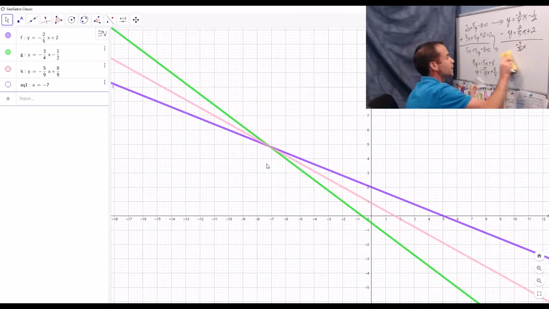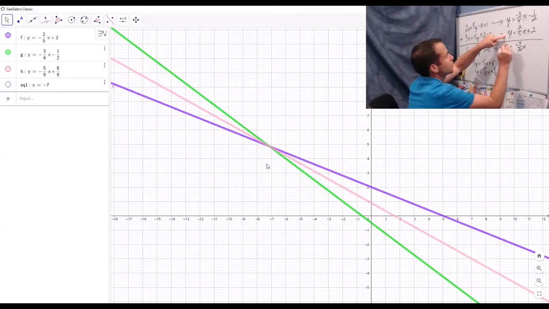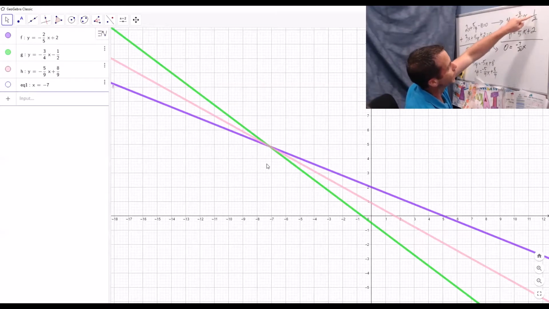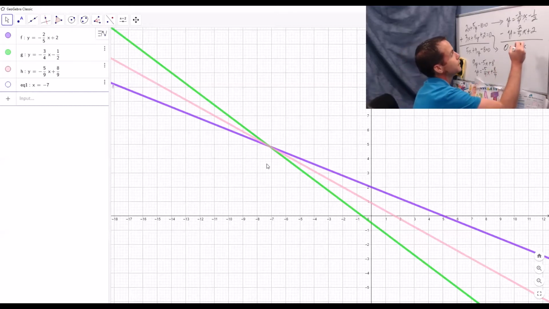Okay, and then y minus y is 0. I've got negative 1/2 minus 2. So that would be negative 2.5. Negative 2.5 would be negative 5 over 2. So that would be negative 5 over 2. I'm going to add 5 over 2 to both sides.